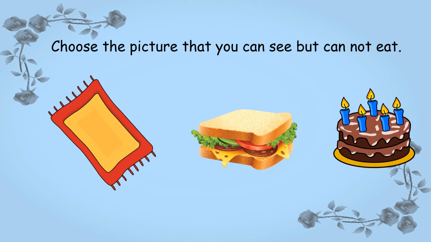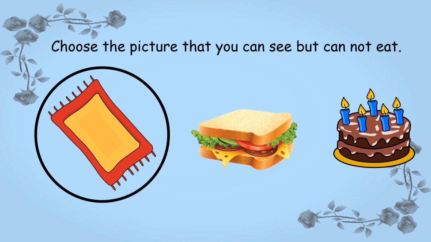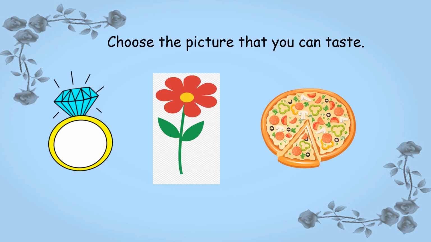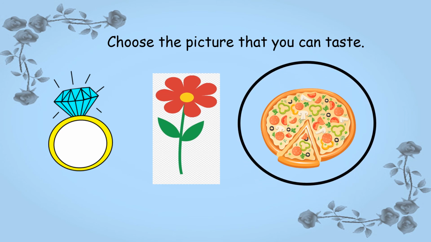From these pictures, you need to choose the picture that you can see but cannot eat. Which one is the one which we can see but cannot eat? Yes, you're right. It is the rug. Let's see what's next. Choose the picture that you can taste. You're right. We can taste the pizza. We cannot eat the ring of flour, right?